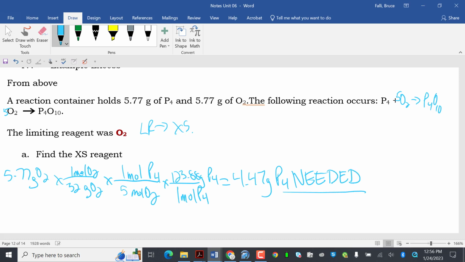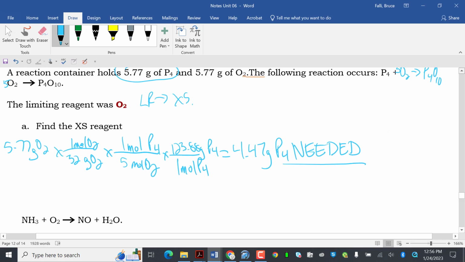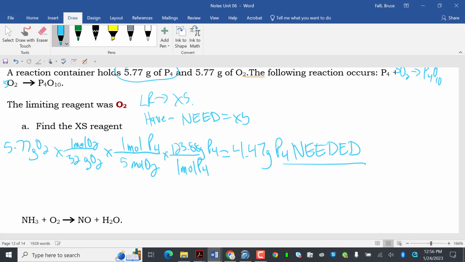Okay. Remember, I have 5.77 grams of it. So then what am I going to do? Limiting reactant to excess, and then have minus need equals excess. What do I have? 5.77. What do I need? 4.47. This is what I have minus need. This is my excess. So 5.77 minus the second answer is 1.30.